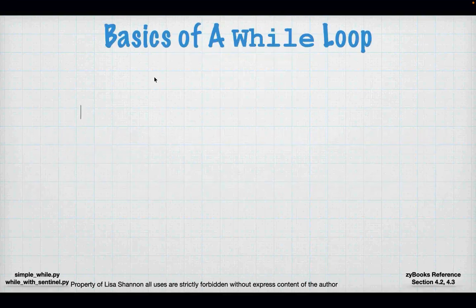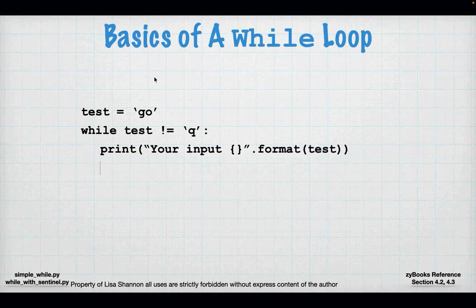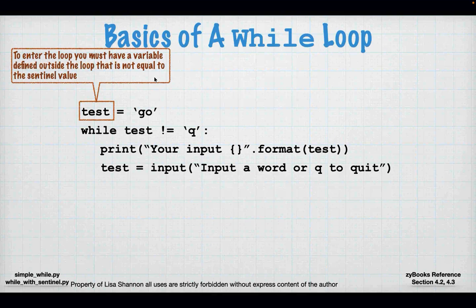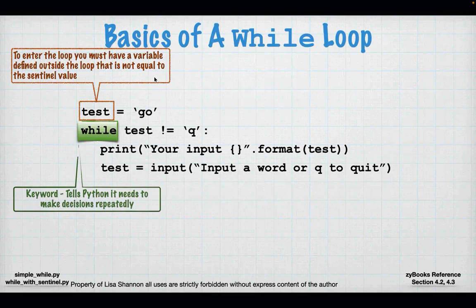So, the basics of a while loop. First of all, we're going to start off with a variable, and that variable is going to be outside of the scope of the while loop. We know it's a variable because it's on the left-hand side of a single equal sign. And that variable equals something. Right now it's equal to go. It almost doesn't matter. Then I have the while keyword. While is an indication to Python that it's going to have to make decisions repeatedly. Now, this is still a true-false test.